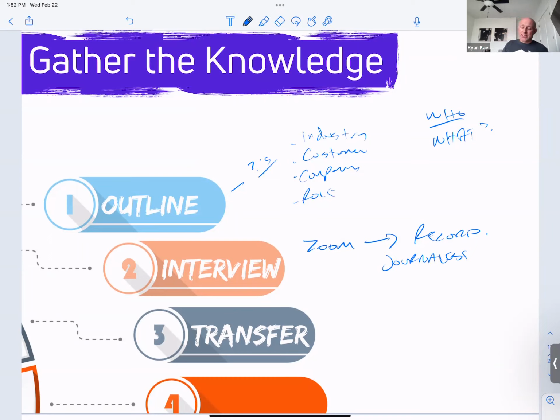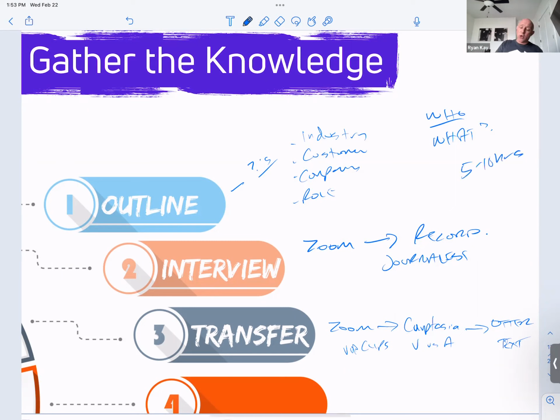Now, how do I do this transfer? I actually take Zoom and I use Camtasia to split up the video versus the audio. And I use a tool called Otter that turns this into text. I'm going to end up with video clips, audio clips, and plain text. That's the goal of this transfer. I should end up with, on my first roll, maybe somewhere around 5 to 10 hours of content.